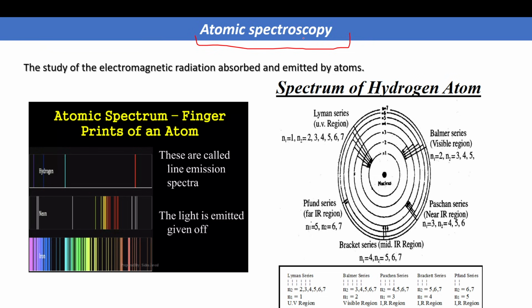So, in this session, we will discuss atomic spectroscopy. What do you mean by atomic spectroscopy? The study of the electromagnetic radiation absorbed and emitted by an atom. That is your atomic spectroscopy. On the right hand side, you are seeing the spectrum of the hydrogen atom.